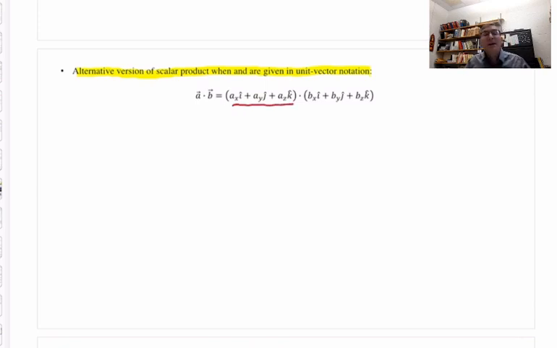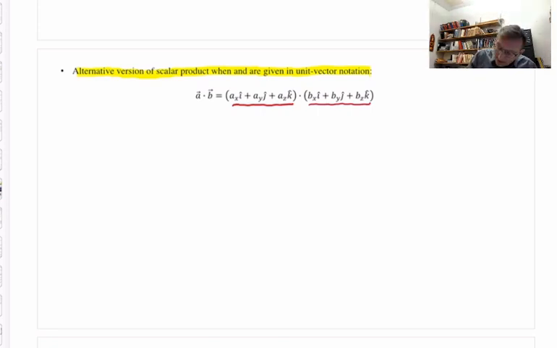A sub x times i hat plus A sub y times j hat plus A sub z times k hat, where Ax, Ay, and Az stand for numbers. And then similarly, the vector B is given in unit vector notation. B sub x times i hat plus B sub y times j hat plus B sub z times k hat, where Bx, By, and Bz are numbers. And so I'm given the A and B in unit vector notation, but I want to do the scalar product. How do I do it?